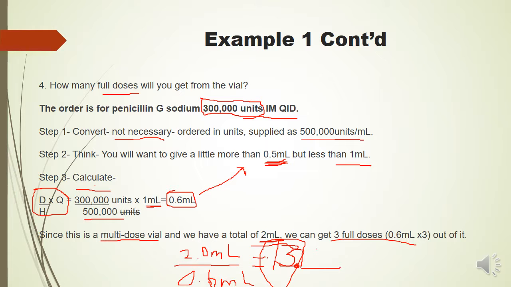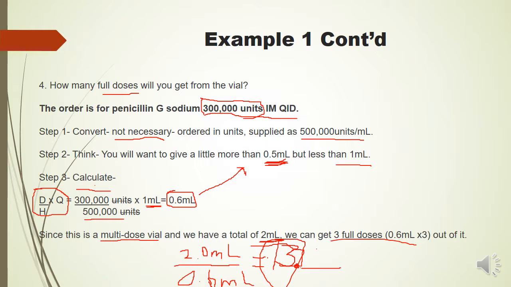So, convert. In this case, it's not necessary, because our units are equivalent. We have an order for 300,000 international units, and our calculated dose was 500,000 international units. So we don't have to convert units at this time, as stipulated right here. Now you could just do our little check.